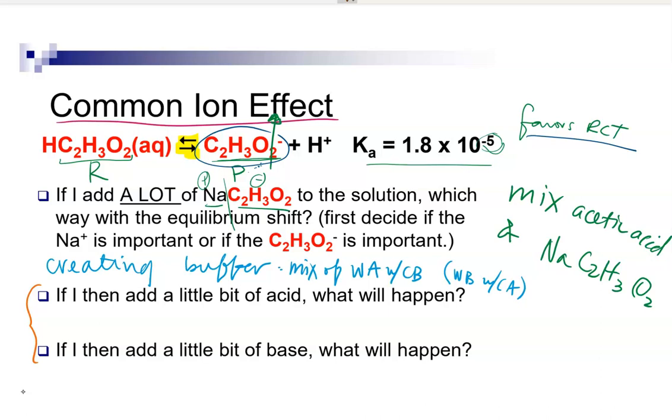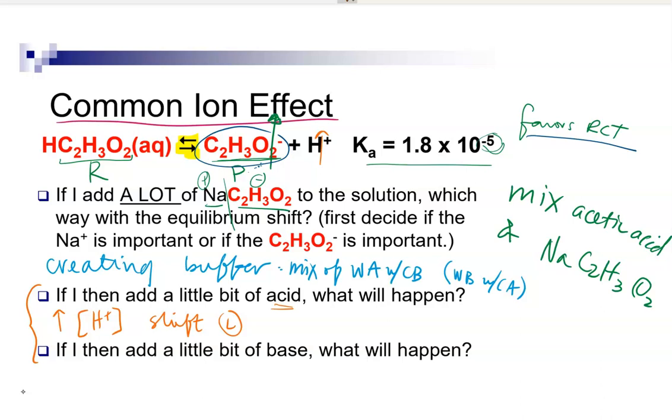So if we added some acid, that means that we would be increasing the H+ concentration. And this acid doesn't need to be acetic acid. It could be any acid. It could be a strong acid. If we add some acid, we'll increase the concentration of the H+, and the equilibrium will shift accordingly to the left to use up the acid that we added.